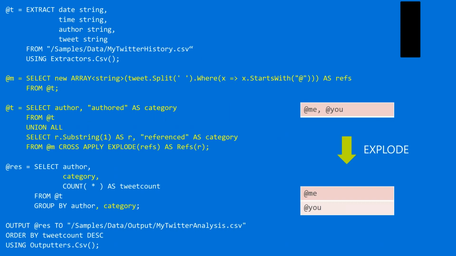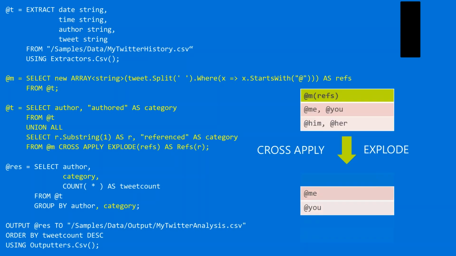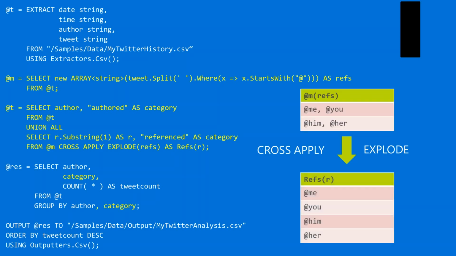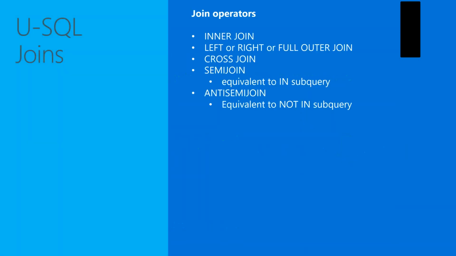Now the cross-apply, as in SQL Server, takes this table-valued expression and applies it to every single row inside my input row set. In terms of the joins, we give you all the familiar join operations. So we have inner join, left, right, full outer join. We give you the ability to do cross join. There is also a semi-join operator, which gives you equivalence to IN with a subquery. We also have an anti-semi-join operator, which is equivalent to NOT IN with a subquery.